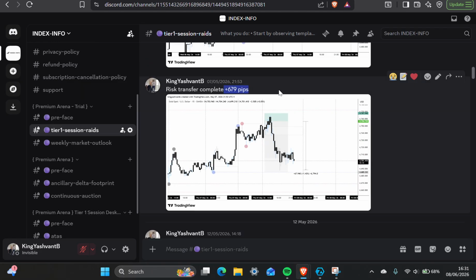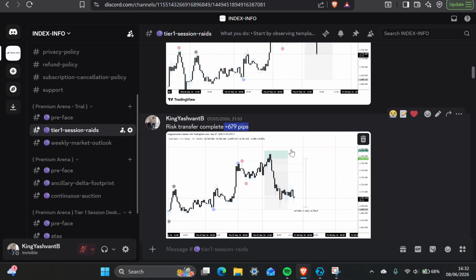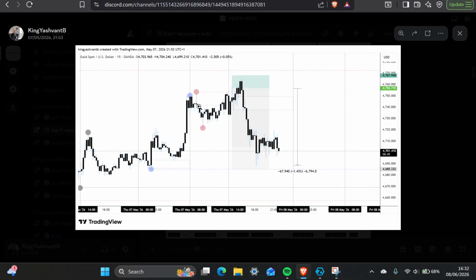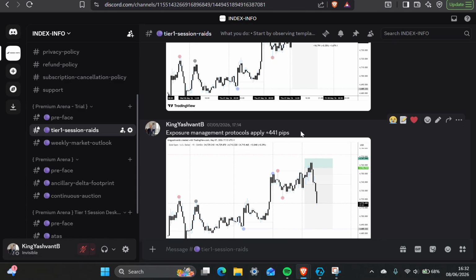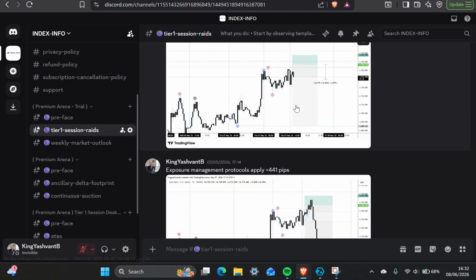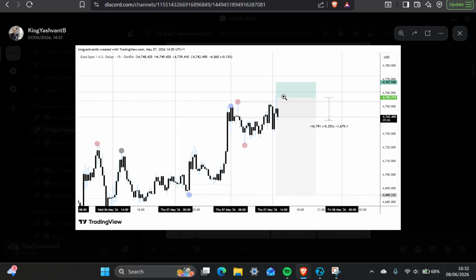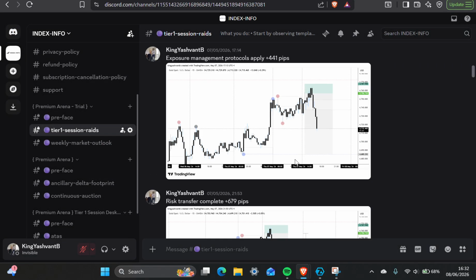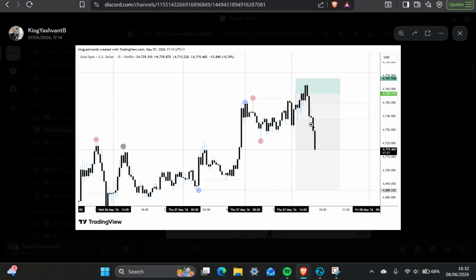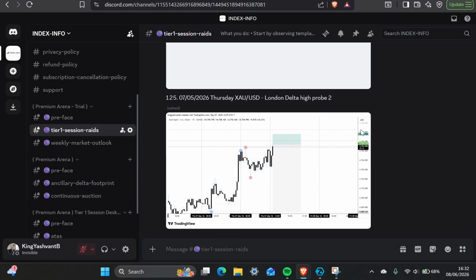Looking at 679 pips, simply off as an example here. So London delta over here, New York returns to the location and then pushes. See, 441 pips. So delta high, price returns to the delta, and then it just floods after that. One, two, push. 441 pips.